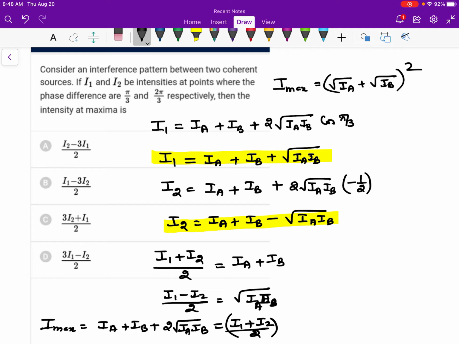So 2 root IA IB is I1 minus I2, plus, so the intensity at maxima is 3I1 minus I2 by 2. So D is the correct option, 3I1 minus I2 by 2.